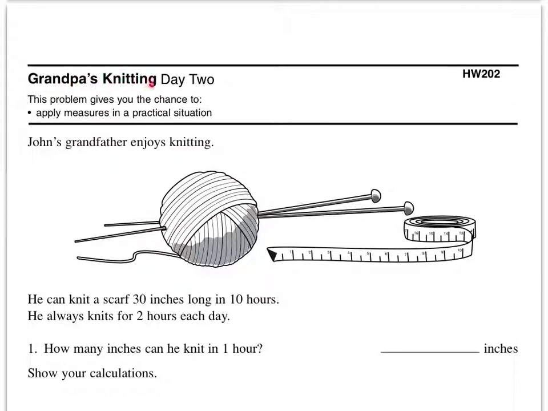Okay, and here we have Grandpa's knitting. This actually shouldn't be day 2, my mistake. Day 2 will be on Wednesday night's homework. So this is just the first day of Grandpa's knitting. This problem gives you the chance to apply measures in a practical situation. So John's grandfather enjoys knitting. He can knit a scarf 30 inches long in 10 hours. He always knits for 2 hours each day.